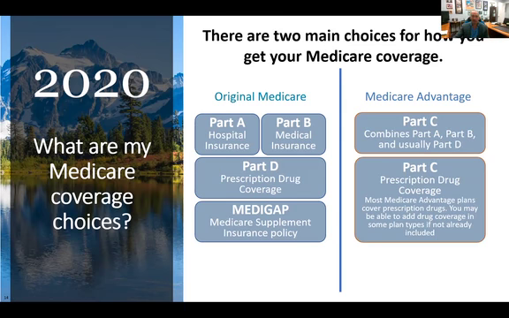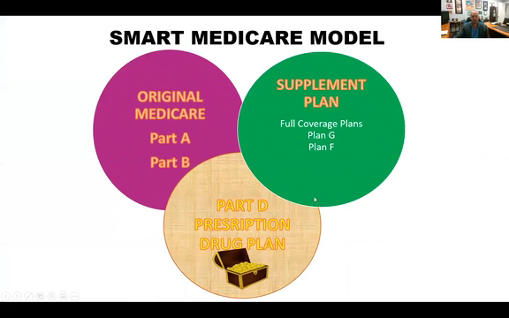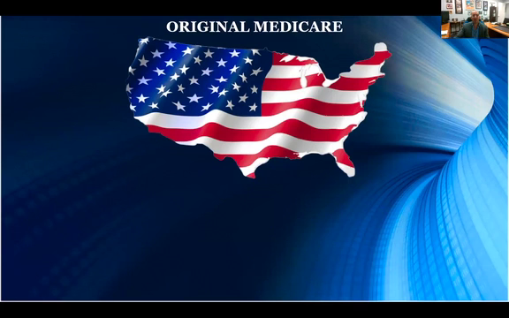So you got to be really careful with Medicare Advantage in thinking that you're getting more because you may end up getting less because you're giving up all of the protections under original Medicare in exchange for some other little freebies that they throw in. So the smart Medicare model, again, is what we call Medicare Part A and B, prescription drug coverage, and a supplement plan. Why do we call it a smart Medicare model?